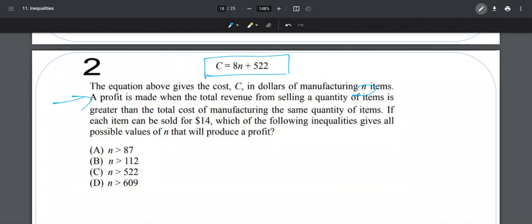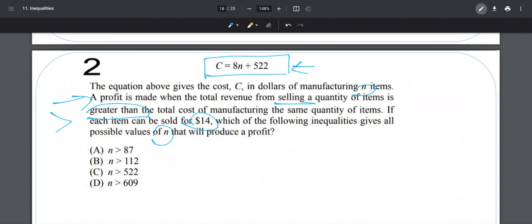So a profit is made when the total revenue from selling, the price for the items, is greater than the total cost of manufacturing the same, which is this. This is the cost of manufacturing an item. So if each item can be sold for $14, which of the following inequalities gives all the possibilities of n?